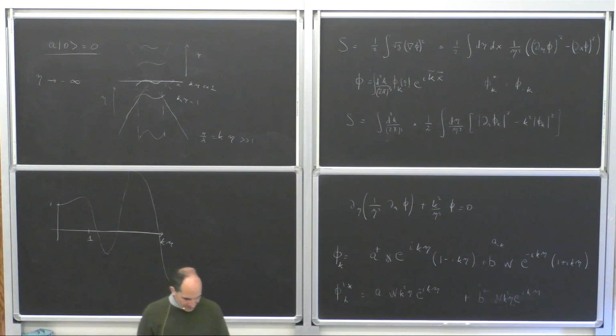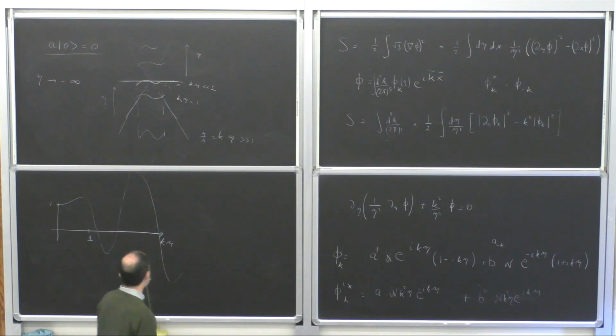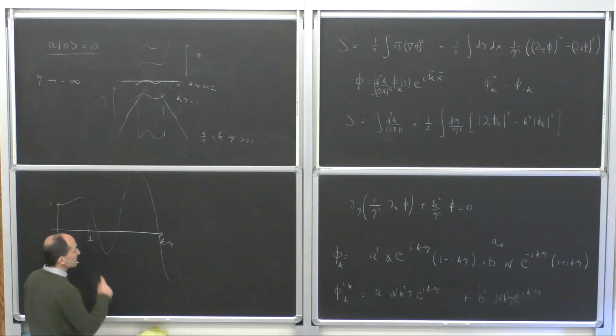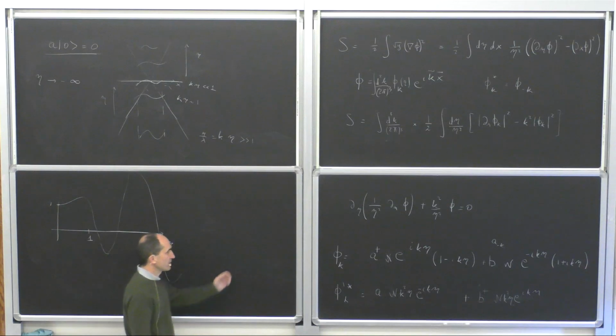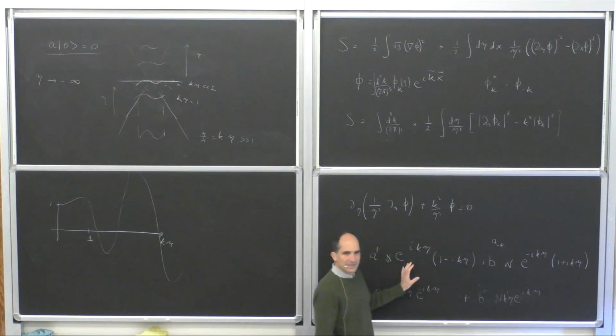Now that's the case for a massless field. If we had a massive field, what would be the situation? This whole derivation would be essentially the same for a massive field. The difference would be that these functions would be slightly different. They would be Bessel functions.